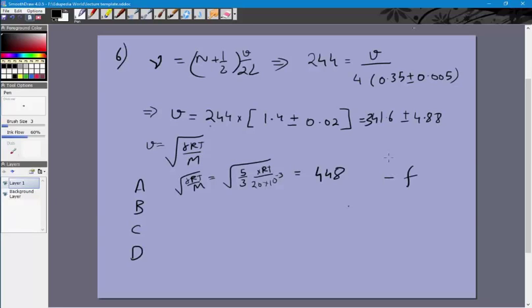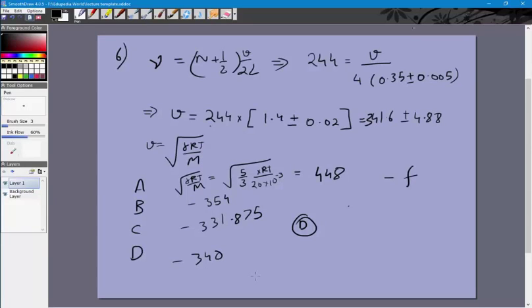For nitrogen and oxygen, these are diatomic gases, so gamma will be 7 by 5, not 5 by 7, and molar masses are given. And for argon, gamma will be 5 by 3 or 1.67. If you put in the values and calculate, I'll not do it here, it comes out to be 354, 331.875 and 340. And 340 is the only one within this limit, so the answer to this question is option D. The other ones are outside our reasonable scope of error.